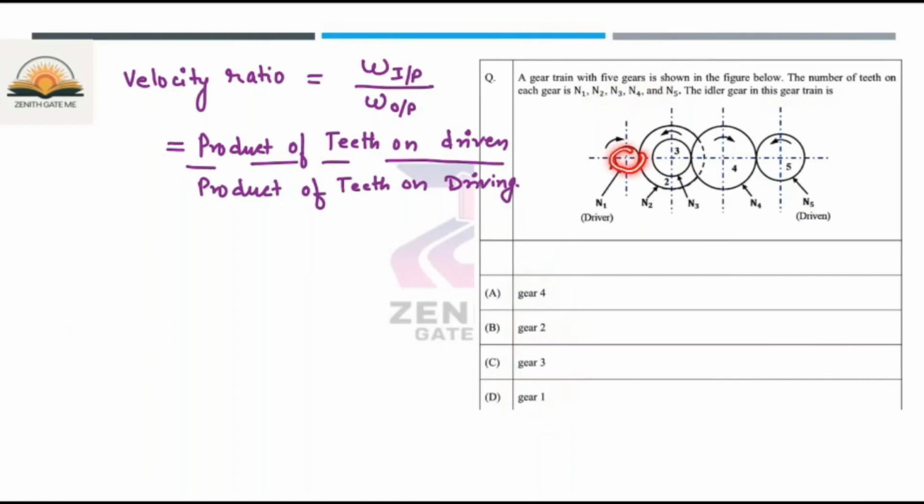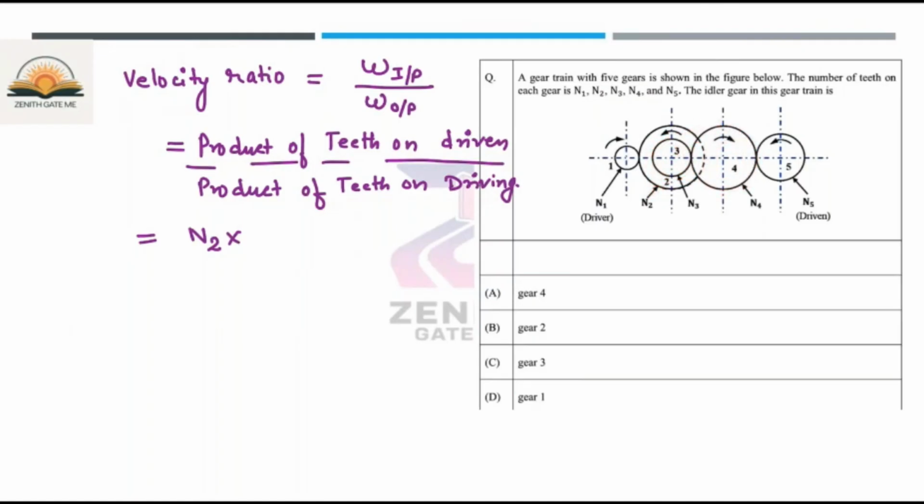How will you decide driving and driven? For example, if you focus on this gear, you are giving the input to this, so it is driving this particular gear. Now this third gear is connected to the fourth gear, so this will act as the driver gear and this will be driven, and this will be the driver for this particular gear. So the velocity ratio is the product of teeth on the driven to the product of teeth on the driving. The second gear is a driven gear, and this gear is also a driven gear. So N2 is the driven gear. Now this third gear is a driving gear, as it is driving gear number 4.